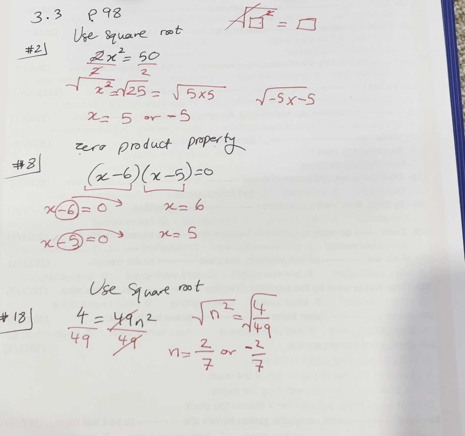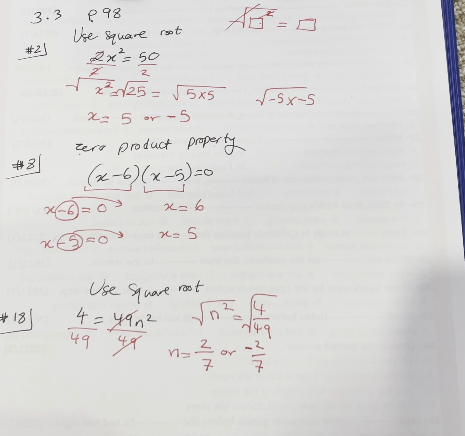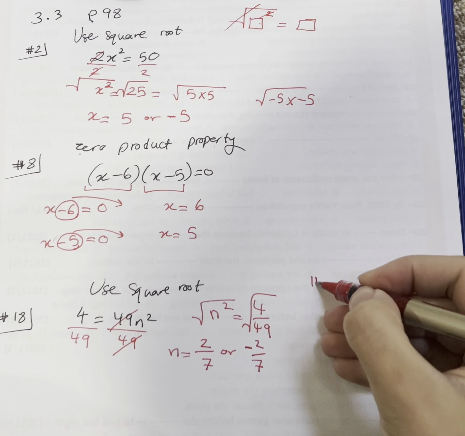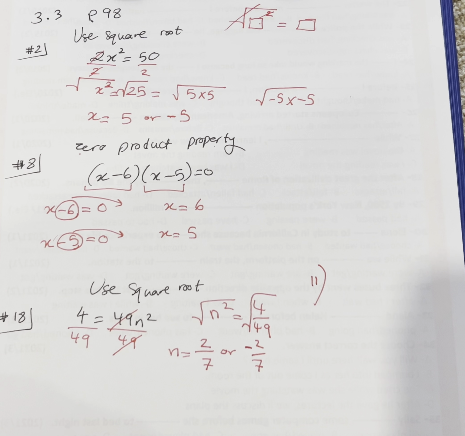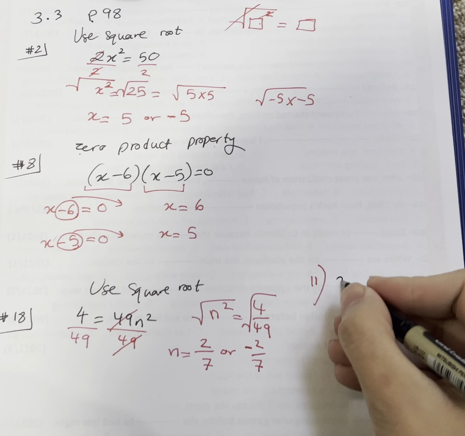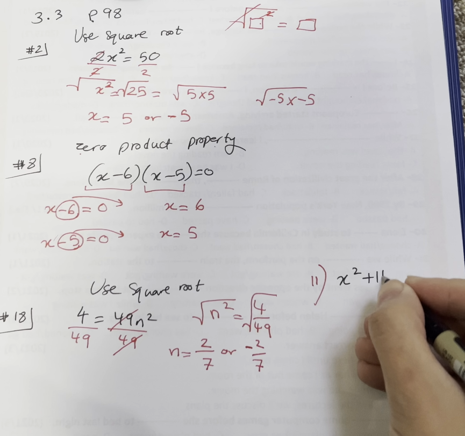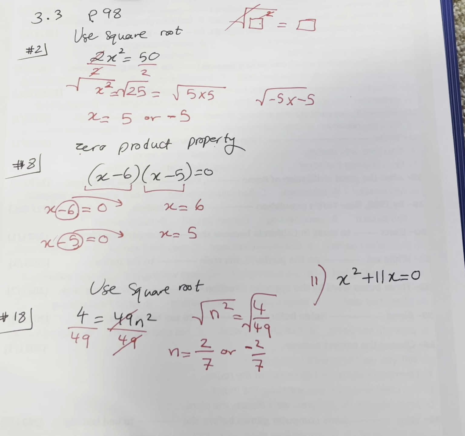Now let's solve another question. We have another question, question number 11. Question number 11, it's saying that solve each equation by using the zero product property. So I have x squared plus 11x equals 0.